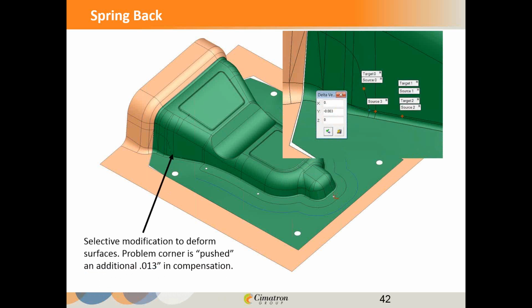In this case, even after having deformed the part, we'll now go in and locally modify that troublesome corner. It's a matter of taking that point and pushing it an additional 13 thousandths in. You can kind of see that. I just noticed today that when I typed in my Y value, I typed in the wrong number. That's why I see negative 3 thousandths. It should say negative 13.